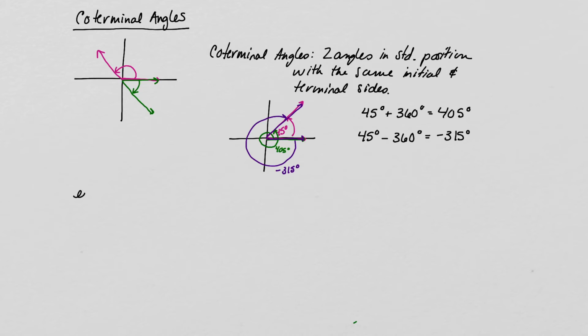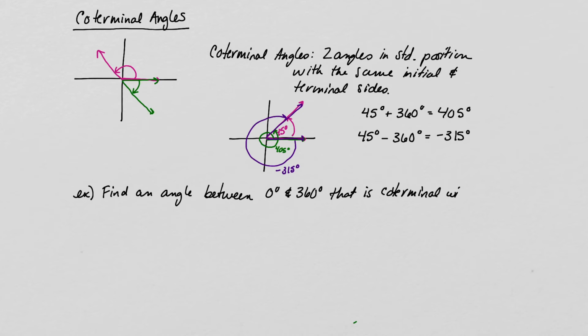So for example, find an angle between 0 degrees and 360 degrees that is coterminal with 510 degrees. So we want to bring it down, right? We're just going to take 510 degrees and subtract off 360 degrees. So if you take 510 minus 360, we get 150 degrees.